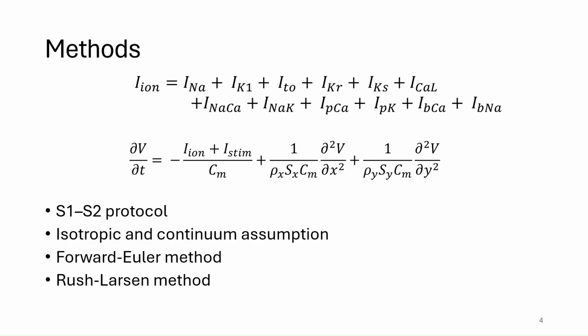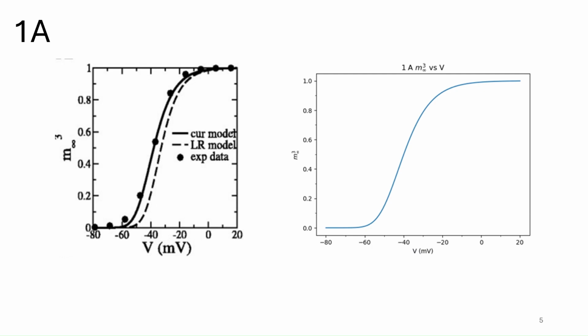Also, this model assumes isotropic and continuum conditions. Isotropic means that in both the x and y directions the properties are assumed to be the same, and continuum because this model neglects the ionic variations in the individual cells and instead models them as a continuous variation. To integrate this and many other ionic current equations, the forward Euler method is used along with the Rush-Larsen method. So I took the equations from the paper and I tried to simulate all the model parameters.